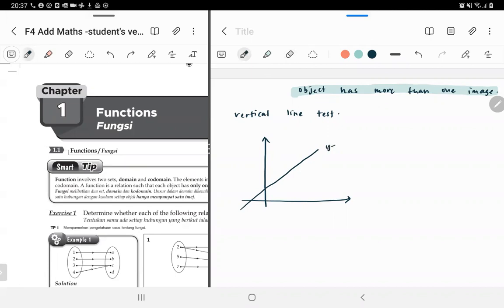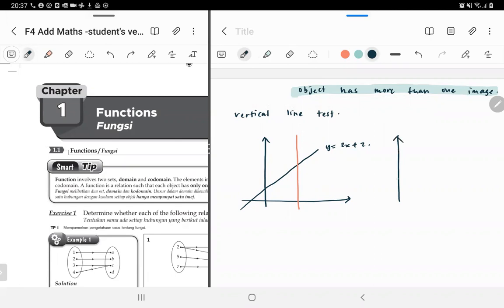Let's say this one, y equals 2x plus 2. This is the equation, or we call it a function, for the graph. So we want to determine whether this is a function or not. Then we use the vertical line test. You draw a vertical line and move it around. If this vertical line crosses the graph at only one point, that means it is a function. So this graph will be a function.